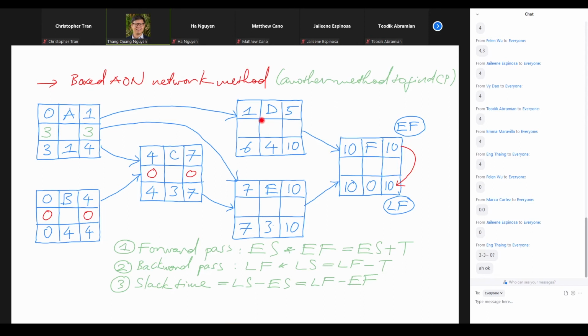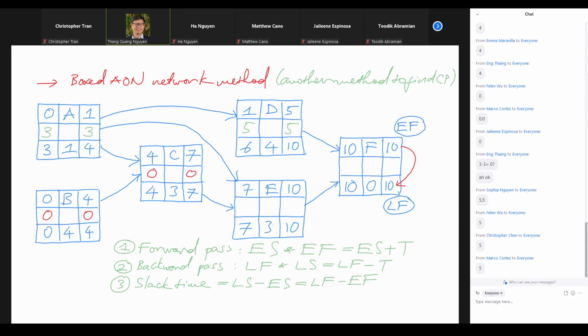Okay, how about D? Everybody please try D. Okay, good. In this case, we realize that we have another slack in our project. For D, you take that 6 and subtract that 1, or equivalently, you take that 10 and subtract that 5. Then we have 5 and 5 right here. So it means that D has slack. In other words, it is a non-CP activity.